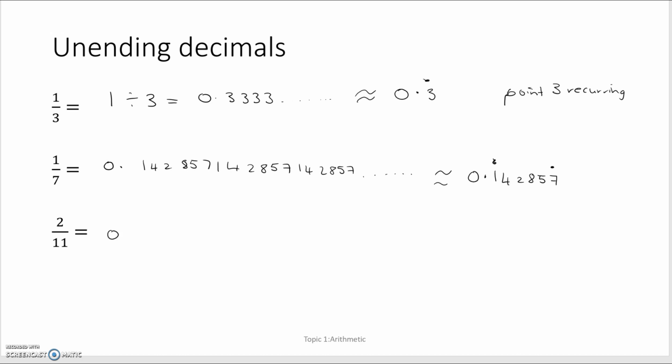2 over 11 on your calculator is 0.181818... and so we could write that as 0.18 recurring. Now we want the 18 to recur, so put a dot over the 1 and a dot over the 8.